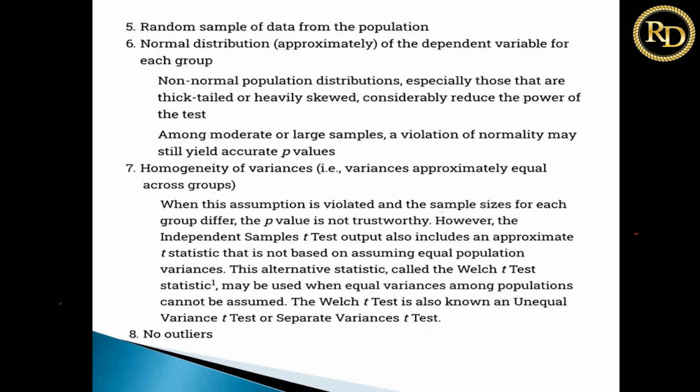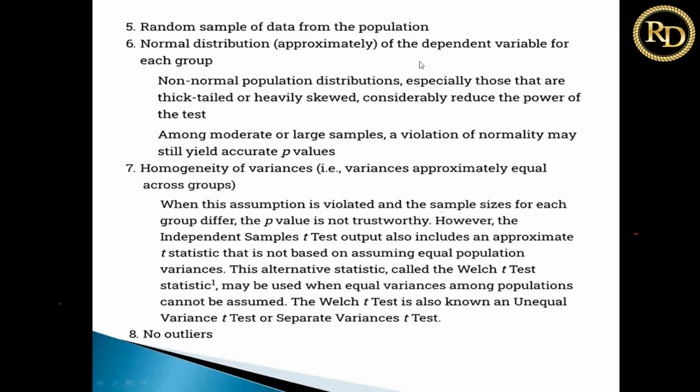Random sample from the population: this is also the assumption that the observations should be independent. This is the same assumption. And the normality assumption should be there. So before performing any parametric test, we first have to test whether the population is normally distributed or not, the parent population from where we have drawn the sample.